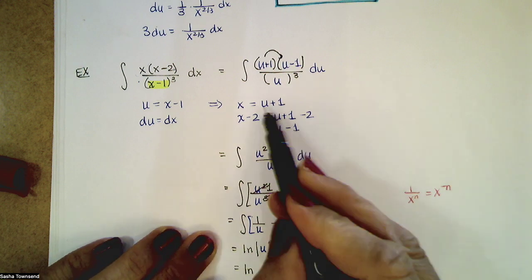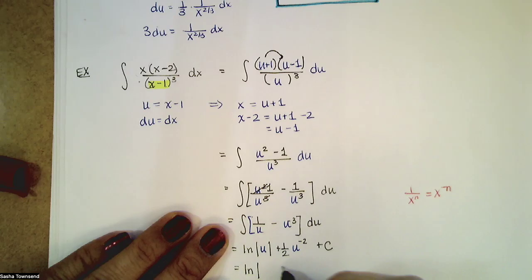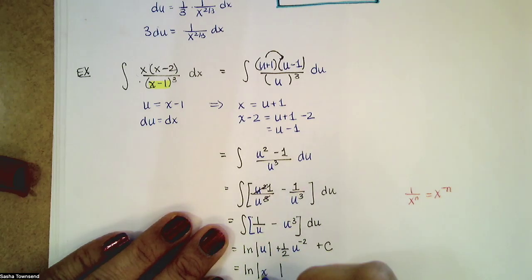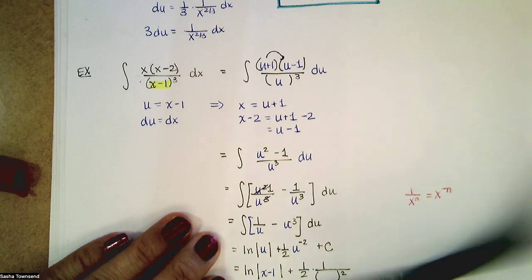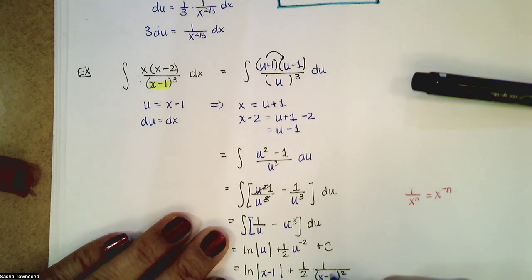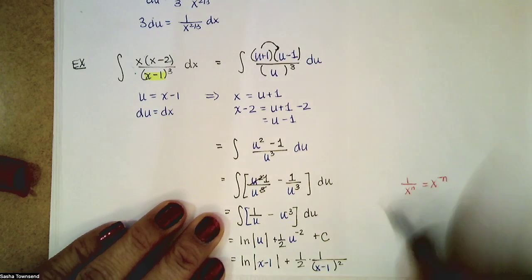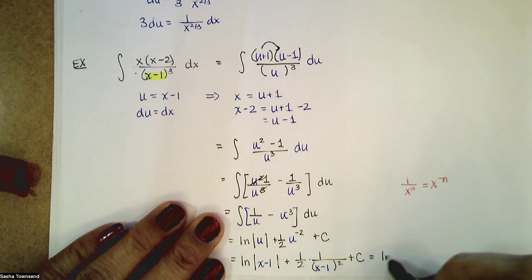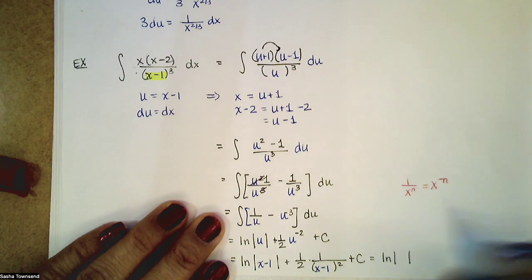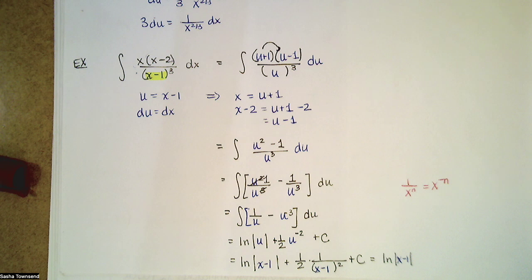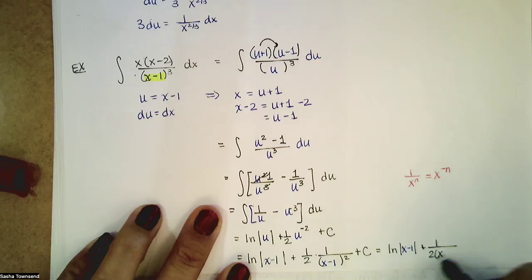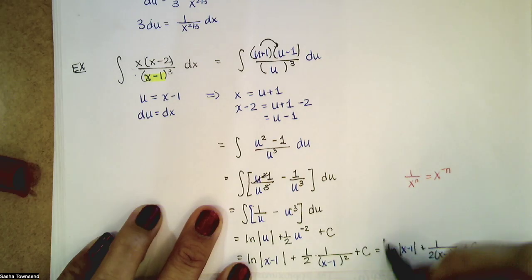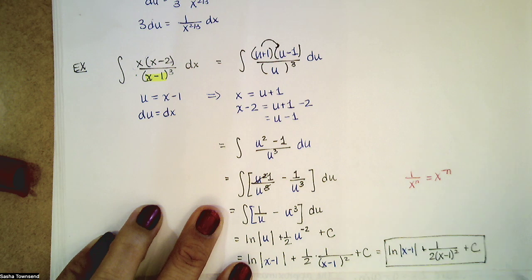And u was x minus 1. So this is going to be natural log of the absolute value of x minus 1 when I back substitute. And then this expression is 1/2 times 1 divided by u squared, and u was x minus 1. So you substitute that in. Don't forget to add your c. And so we get natural log of the absolute value of x minus 1, and if we multiply straight across here, we have 1 divided by 2 times the quantity x minus 1 squared, plus c. And that is our antiderivative.